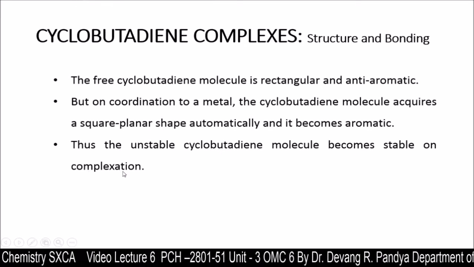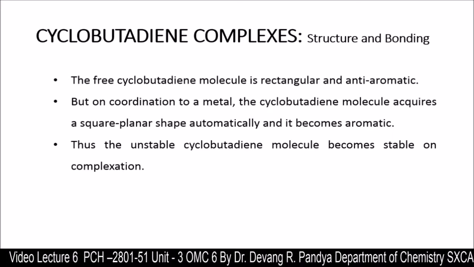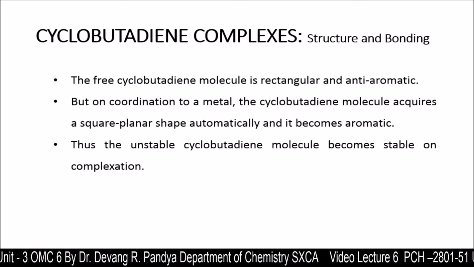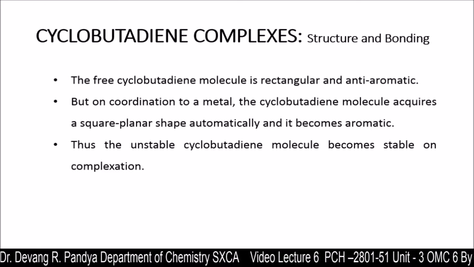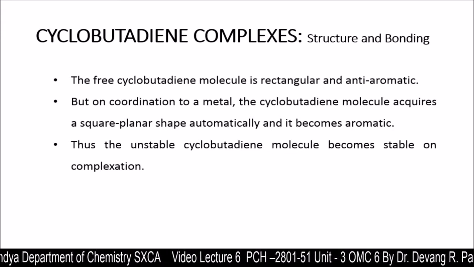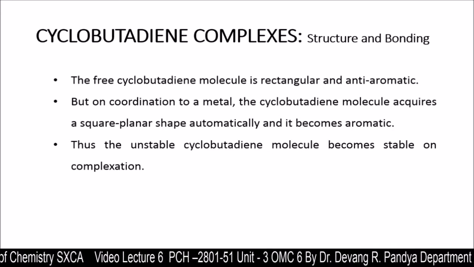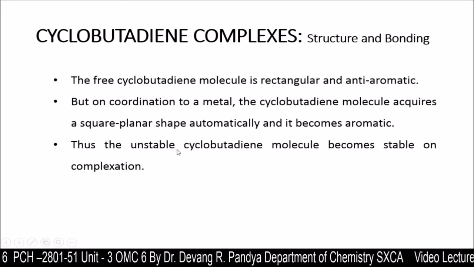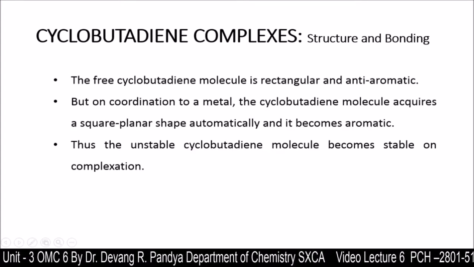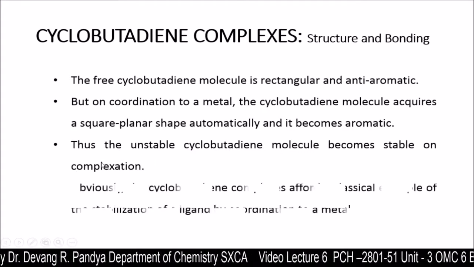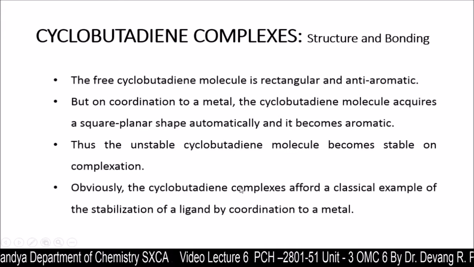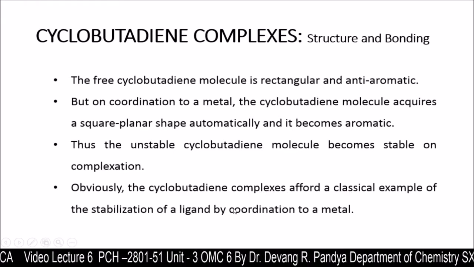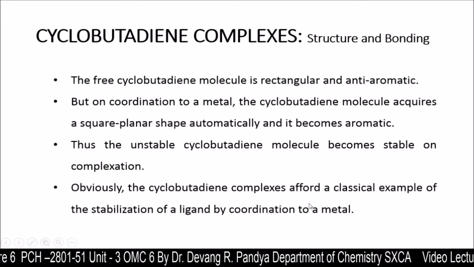I can give you another example, that on complexation, mercury directly is a very toxic metal element, but on careful coordination, we can convert mercury to have a beautiful medicinal effect, even anti-cancer activity as well. So, coordination chemistry can help to convert the compound from one property to a different property as well. Obviously, the cyclobutadiene complexes afford a classical example of stabilization of a ligand by coordination to a metal.